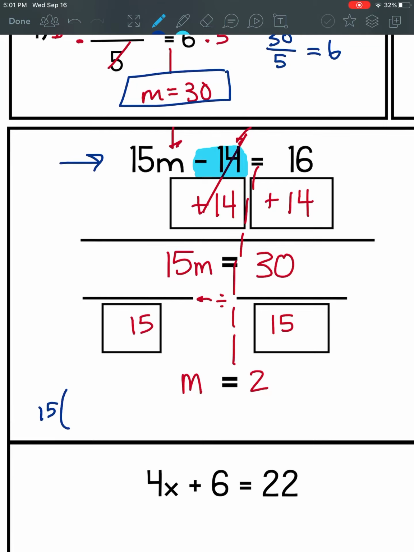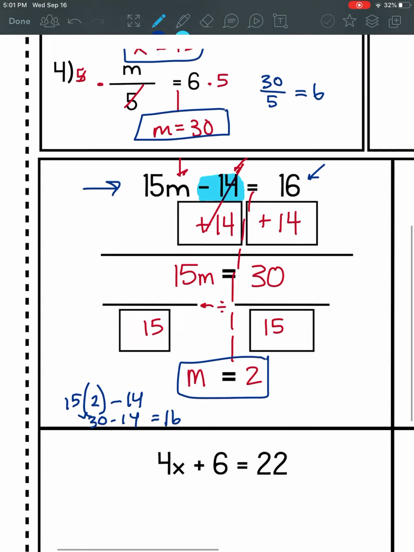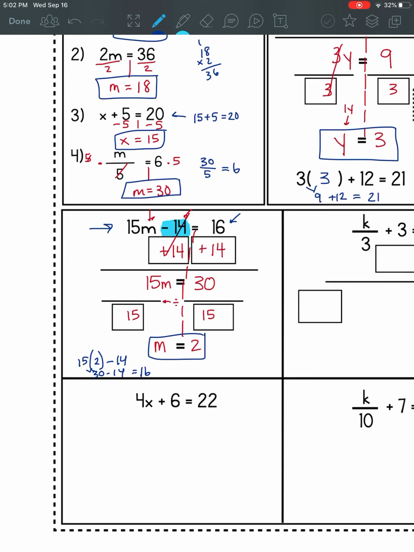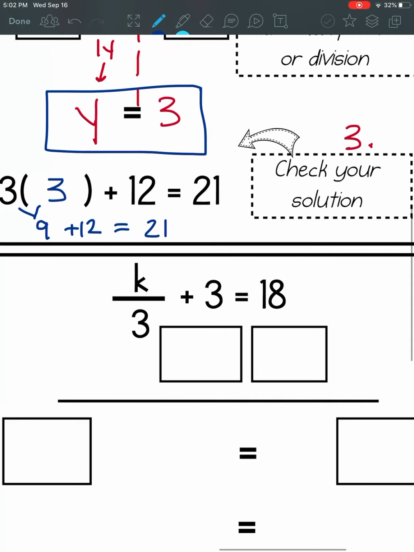Okay, again, let's check our solution. So go back to the original equation, 15 times 2, and then minus 14. Follow order of operations. So 15 times 2 is 30. 30 minus, oh, sorry, I wrote down the problem wrong. That should be minus 14. So 30 minus 14, it does equal 16, which was our original equation. We know we're correct.